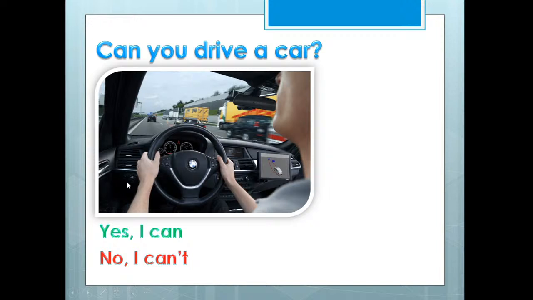So, if you can drive a car, you can answer me, yes, I can. I can drive a car. If you never drove a car, sorry, you can just answer me, no, I can't. Yes, I can, or no, I can't. So guys, let's answer this in the chat. Students, can you drive a car?